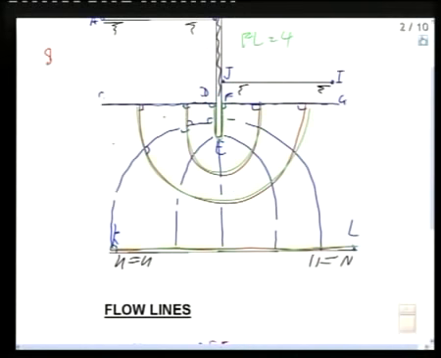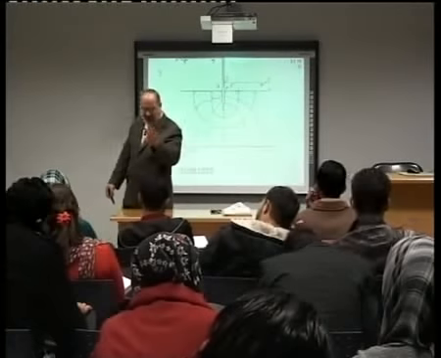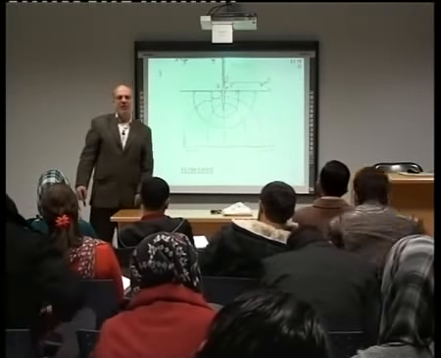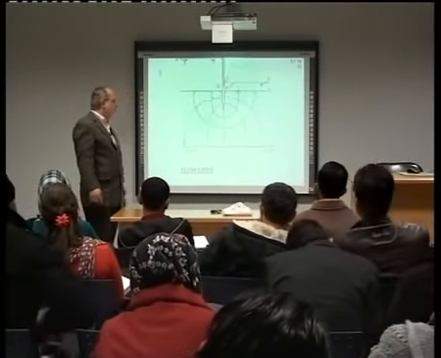4 flow lines. Guys, if you counted them 5, you will see that all your solution will be wrong. I have 4 flow lines here. Don't forget the first and the last one. Okay? I have 4 flow lines. How many equipotential lines do I have here?